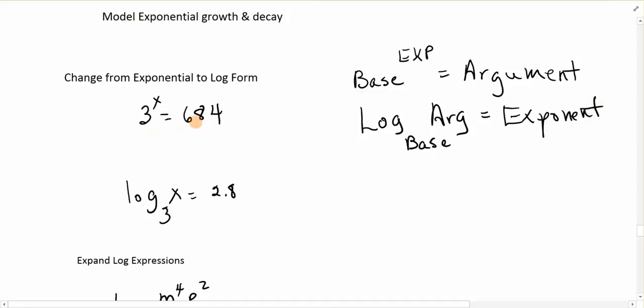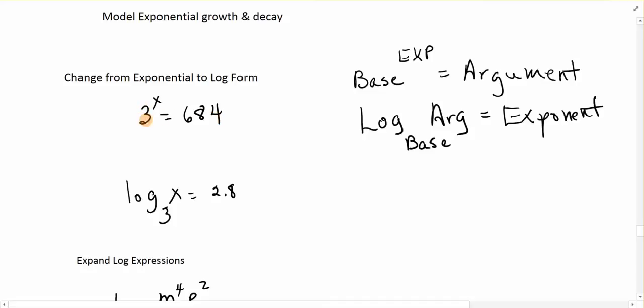Does this look like it matches this form right here? This first one? Okay, so what's my base here? And what's my exponent? X, and what's my argument? 684? Okay. Down here, does this guy look like this one? What's my base? What's my argument? And exponent? Okay, so the question will just say, change this from exponential to log.